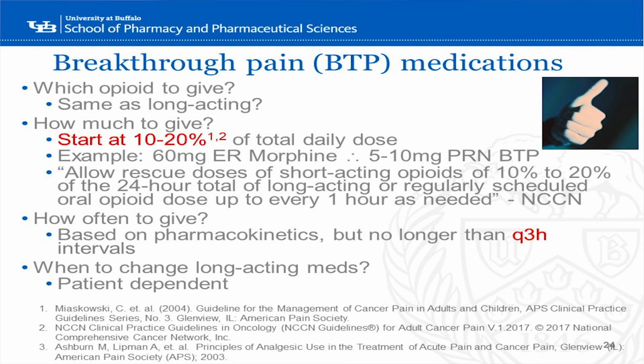The next question that comes up with breakthrough medications is how often to give them. Many of the tertiary references say that 4 or 6 hour dosing is appropriate for opioids, when the reality is, based upon the pharmacokinetics, every 3 hour dosing is much more appropriate. If you look at the kinetics of the drugs, they often are greatly removed from the system by that 4 or 6 hour interval.